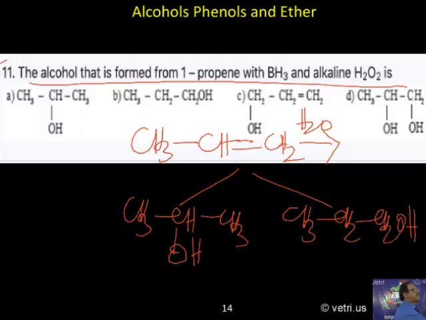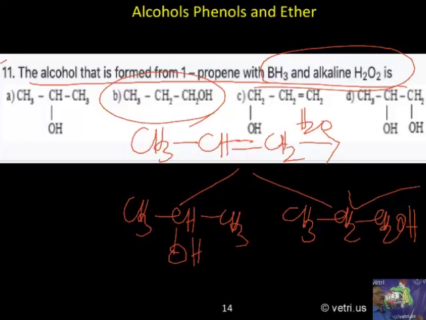Here, what is the advantage of using borane and alkaline hydrogen peroxide? It will convert propene to primary alcohol. That is the specificity of this reaction. So, the answer is B, the correct answer.